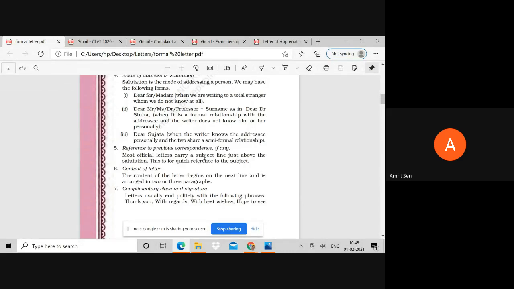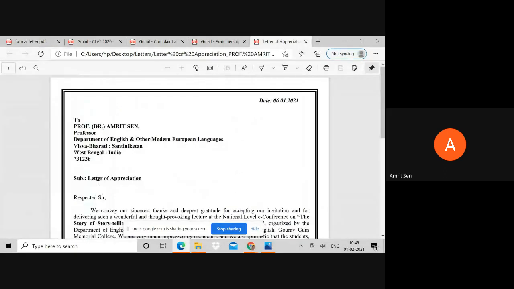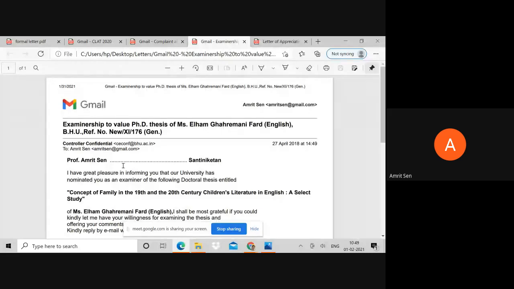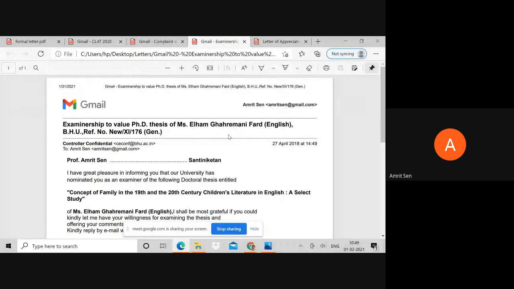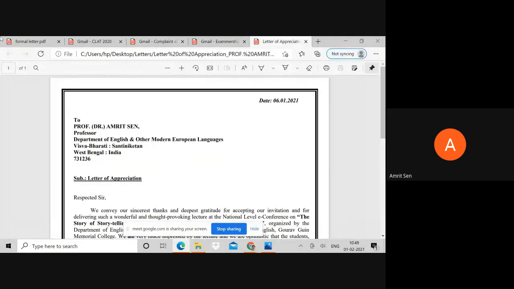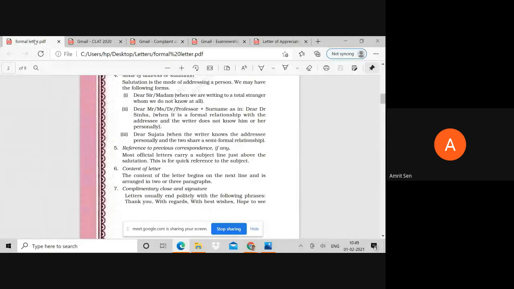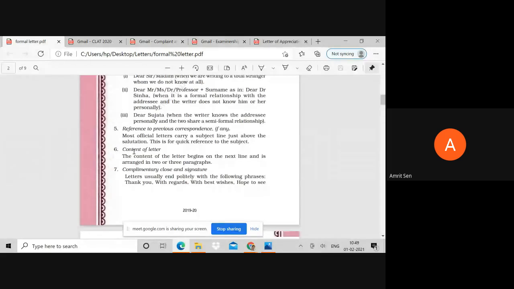Right. Now, reference to previous correspondence, if any: with reference to your advertisement in the Telegraph. I have come across your advertisement in the Telegraph dated for the post of a copy editor. Right. So most official letters carry a subject line. You see, this is the subject line, letter of appreciation. Here it is not given because it is an email. Very often the email will have the subject here, right? You can see this: complaint about unjust deduction, examinership to value PhD thesis. In the email, this is the subject matter. You will have a separate box altogether, right? So subject, then the content of the letter, then the complimentary clause and signature, right?